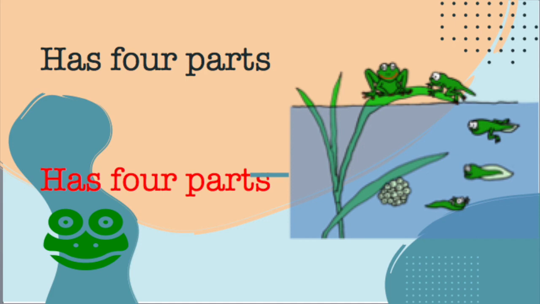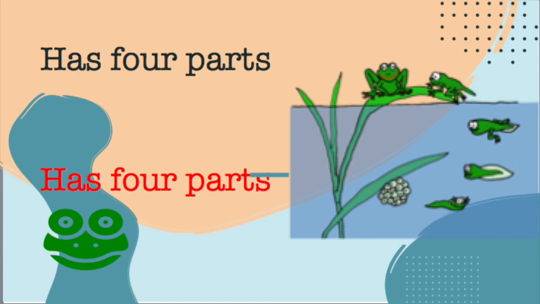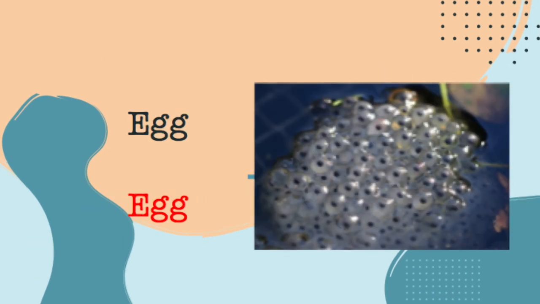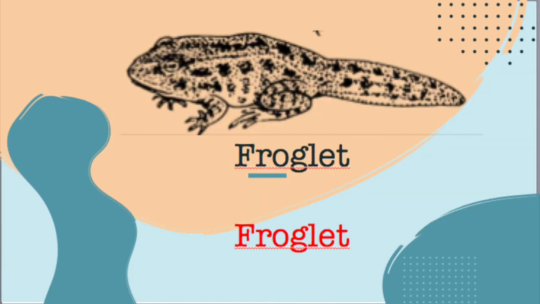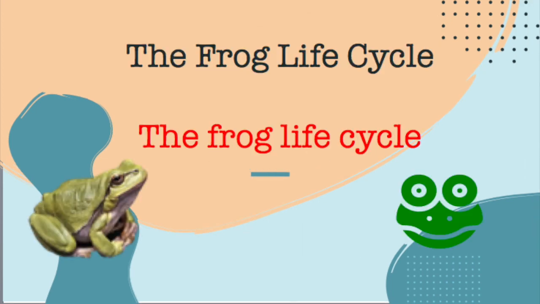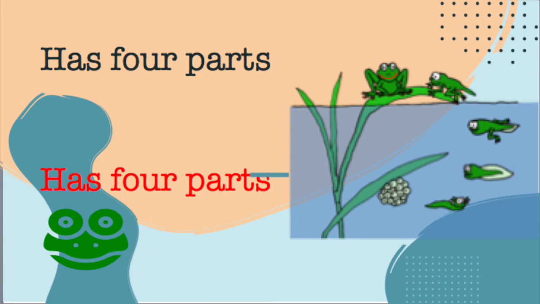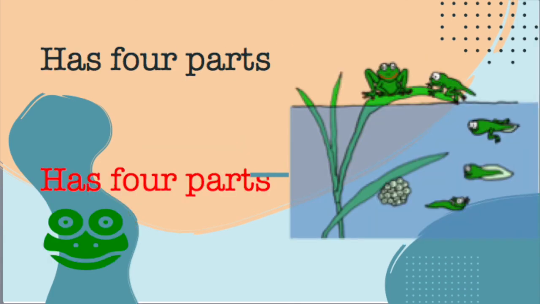Has four parts. I said the frog life cycle, the frog life cycle has four parts. Has four parts. Egg, egg, tadpole, tadpole, froglet, froglet, adult. Frog, adult frog. I said the frog life cycle, the frog life cycle has four parts. Has four parts. I said the frog life cycle, the frog life cycle has four parts. Has four parts.